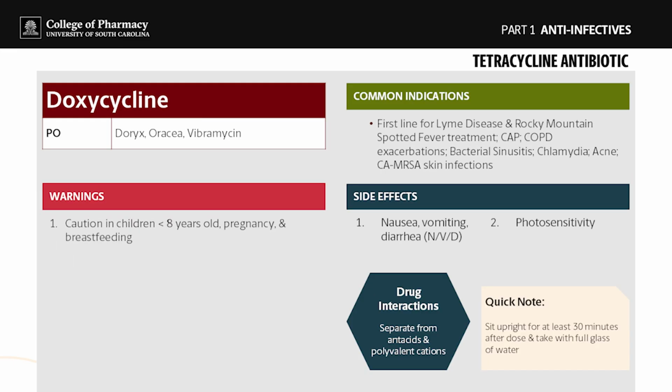The next one we're going to talk about is doxycycline, the generic name for the brand names Doryx, Oracea, and Vibramycin. Common indications that these are used for is first line for Lyme disease and Rocky Mountain spotted fever, COPD exacerbations, bacterial sinusitis, chlamydia, acne, MRSA skin infections, and the list goes on. There's a lot of things this is used for. One thing about this particular antibiotic, it can cause nausea, photosensitivity, diarrhea, and vomiting.